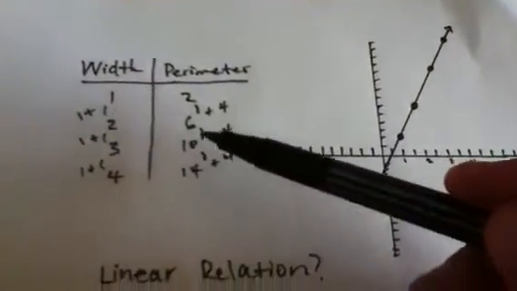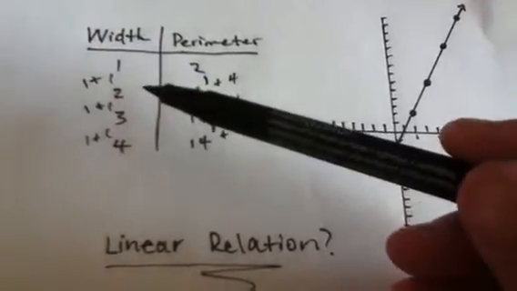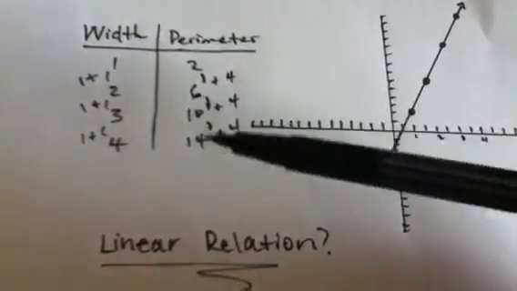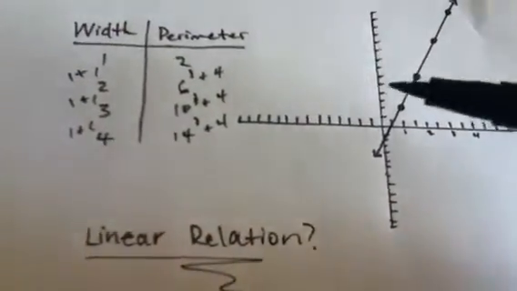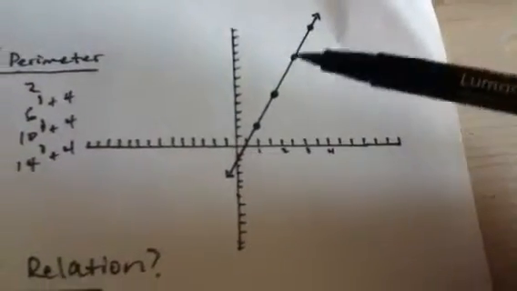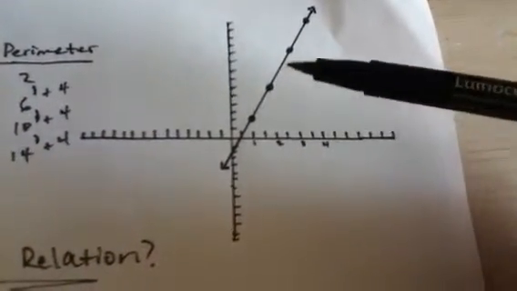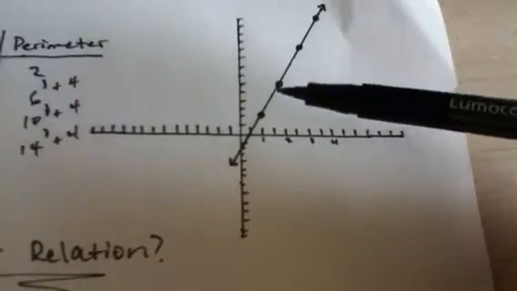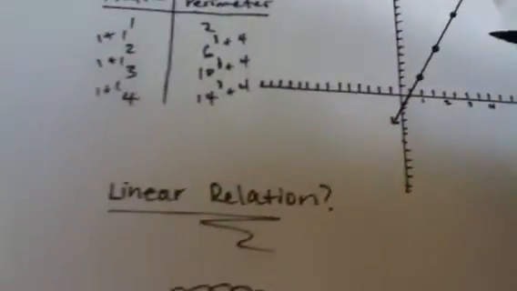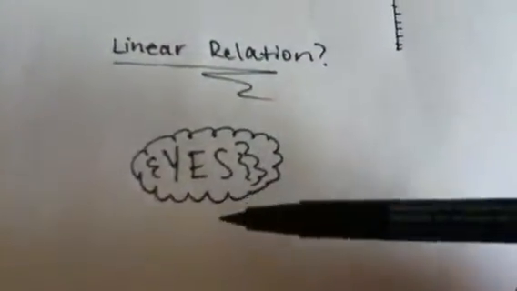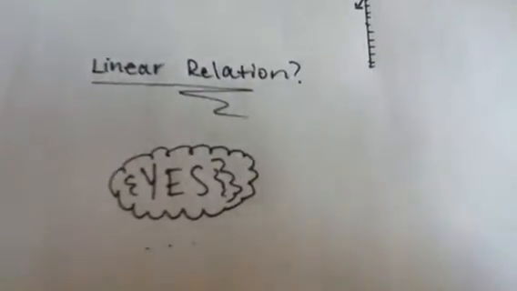When we look at the table, we see that there is a constant change in both columns. When we look at the graph, we see that all allotted points have a line going through them. That should tell us that it is, in fact, a linear relation.